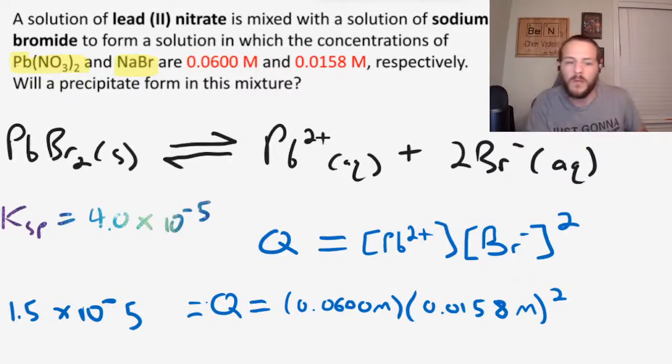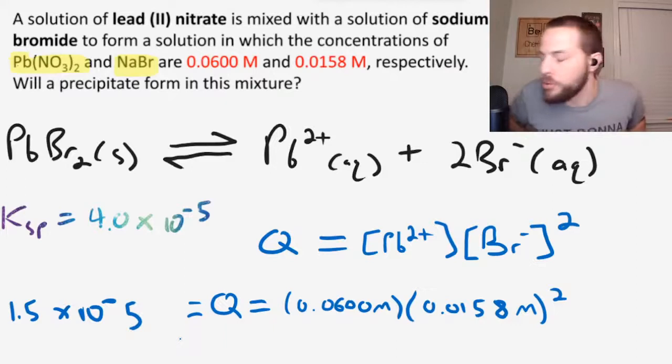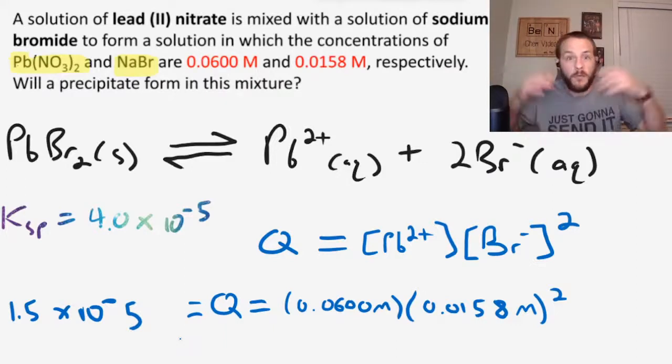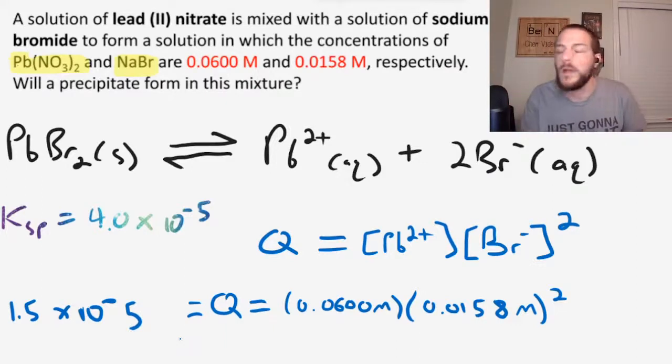And so the question is, how does that value of Q, the reaction quotient, compare to the value of KSP, the solubility product constant? Because remember, if it's greater than KSP, then it will precipitate. And if it's less than KSP, then it will not precipitate. It will dissolve to produce more lead and bromide ions. And so 1.5 times 10 to the minus 5 is less than 4.0 times 10 to the minus 5, because 1.5 is less than 4. They're both to the same magnitude.